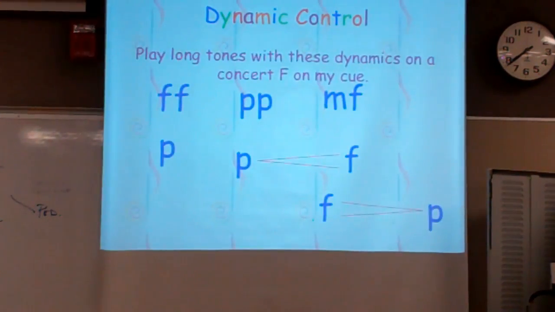Develop their musicianship. Okay, so now this is very long, and this is one of the things we talked about, is that this is okay, but boy, it's real slow moving, and for young kids it wouldn't work very well. But again, the idea is instead of talking about it, we're using technology. Play long tones with these dynamics on a concert F on my cue. So we got a fortissimo. And then it'll probably be pianissimo.